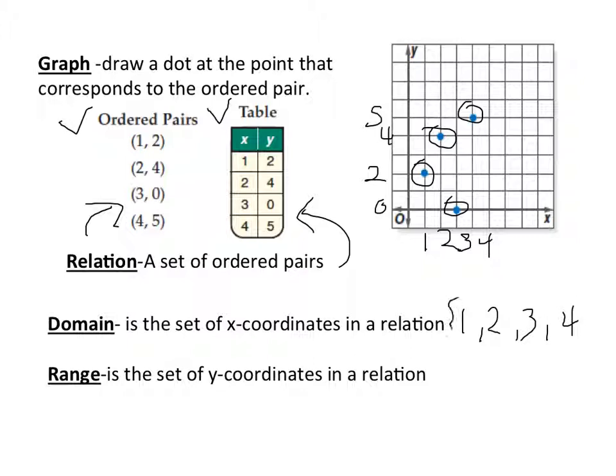Since it's a set, we'll use our fancy brackets, our mustaches. If you can't write them, do your best. The range, which is the opposite of domain, is the y-coordinates in a relation. So reading our ordered pairs or table, we list our y's: 2, 4, 0, and 5, and since it's a set, we put them in fancy brackets or mustaches.